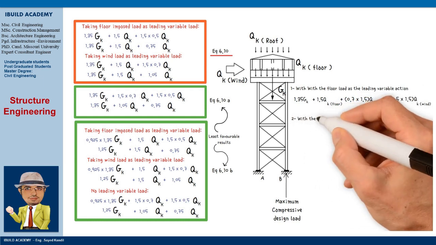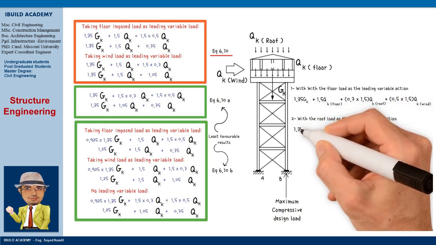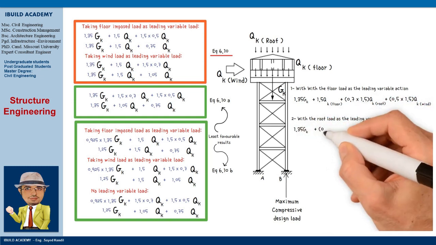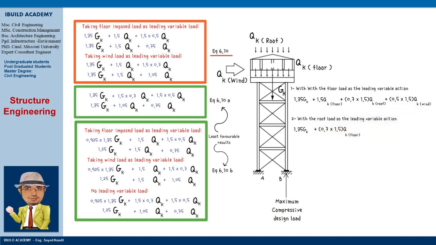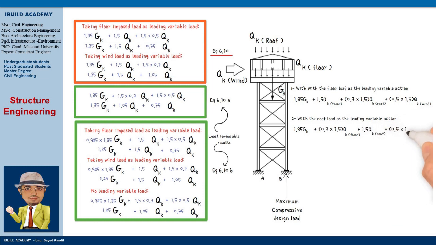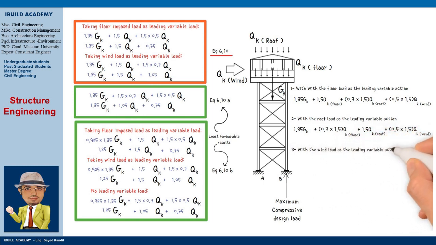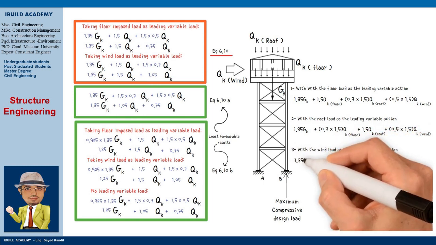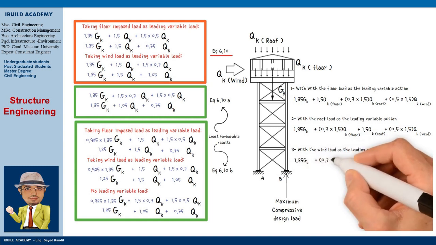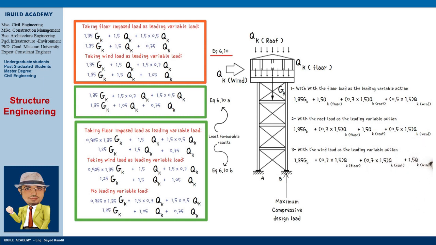Load case number 2, with the roof load as the leading variable action: 1.35 times dead load, plus 0.7 times 1.5 floor load, plus 1.5 roof load, plus 0.5 times 1.5 wind load. Load case number 3, with the wind load as the leading variable action: 1.35 times dead load, plus 0.7 times 1.5 floor load, plus 0.7 times 1.5 roof load, plus 1.5 wind load.